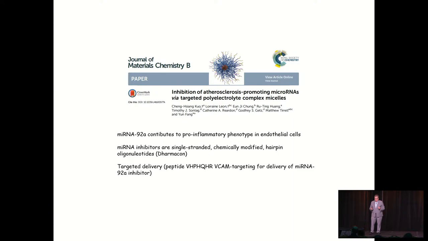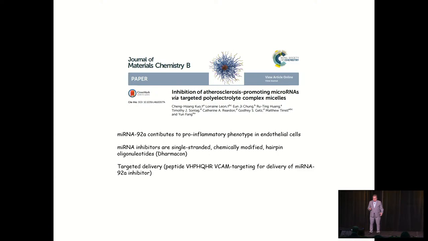There is a microRNA, a small RNA in the endothelial lining that contributes to inflammation. And so one way of dialing back the inflammation in this cascade that I was talking about is to deliver an inhibitor of that microRNA. And in fact, such an inhibitor is commercially available. It's sold by Dharmacon, and it's essentially a complement to the microRNA. It binds to the microRNA in the regular base pairing fashion.